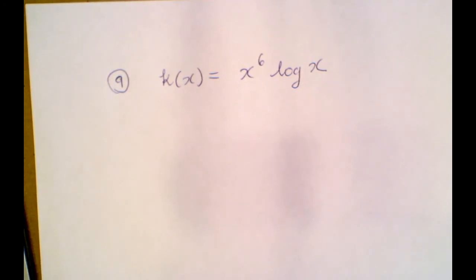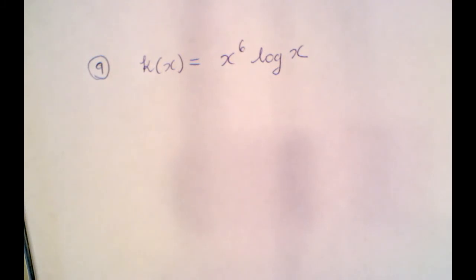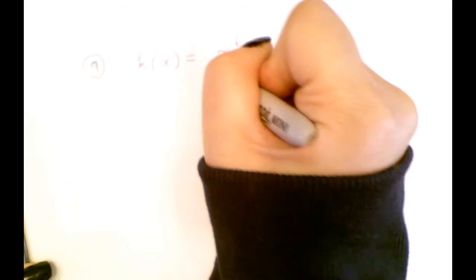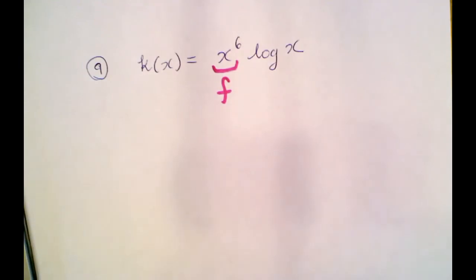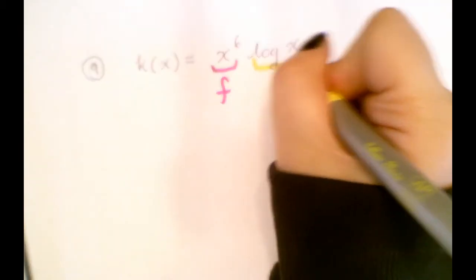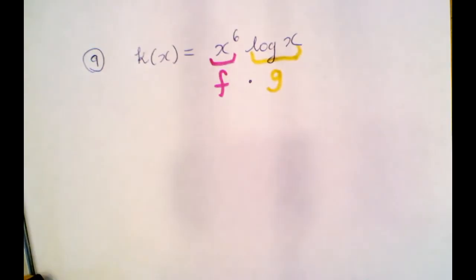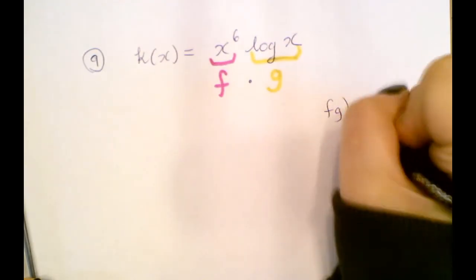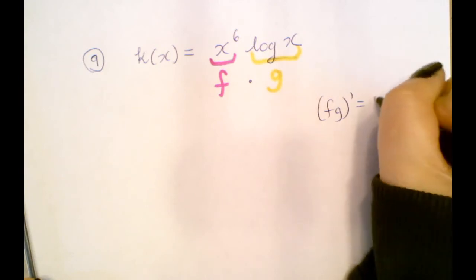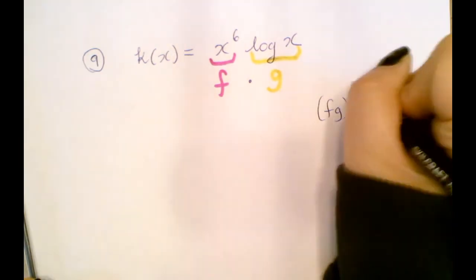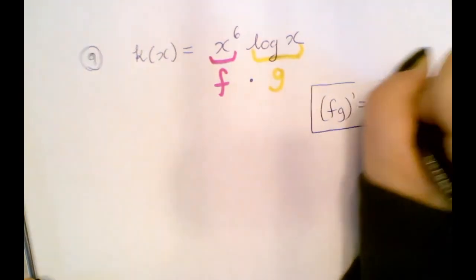Okay, so obviously, do we see a product? We see that this is x to the 6th power, which is our f, times log base x. Let's call that our g. So we have a product, f times g, and the product rule says (fg)' is equal to fg' plus gf'. So this is the product rule that we're going to be using.